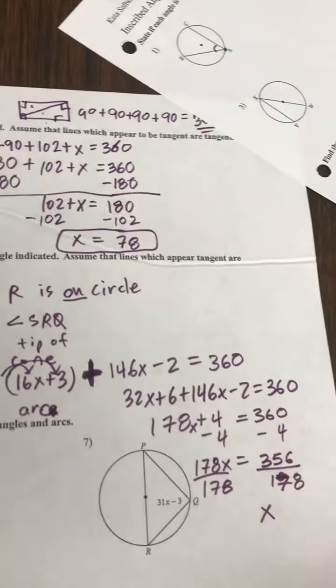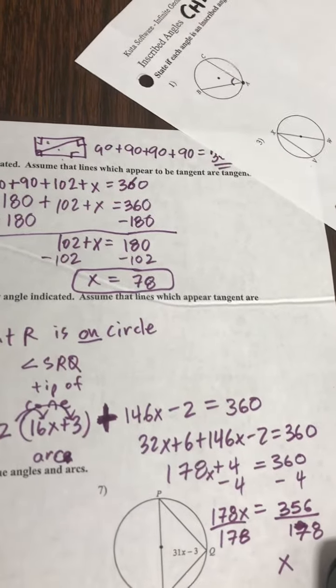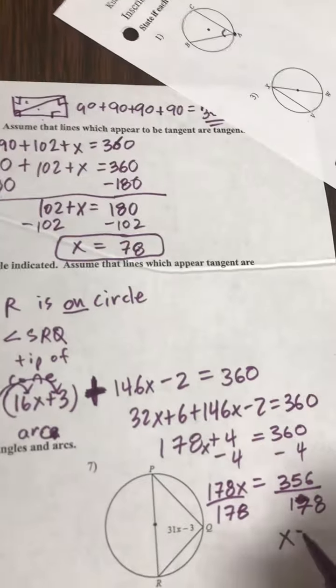So 178, I think that's times 2. Let's just do that. So 356 divided by 178 is 2. Yeah, I was right.